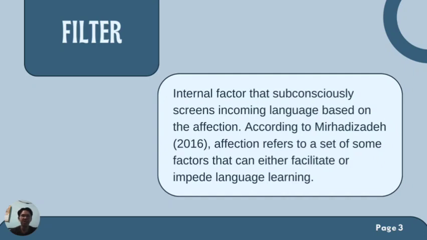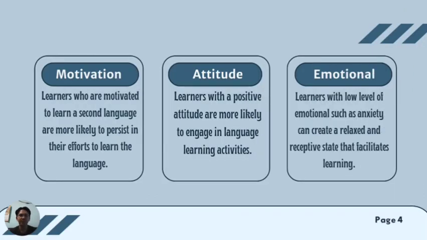Okay, so what is the filter? The filter is part of the internal factors that subconsciously screens incoming language based on affection. According to Mihaela Dissade, 2016, affection refers to a set of factors that can either facilitate or impede language learning. These factors are motivation, attitude, and emotion.